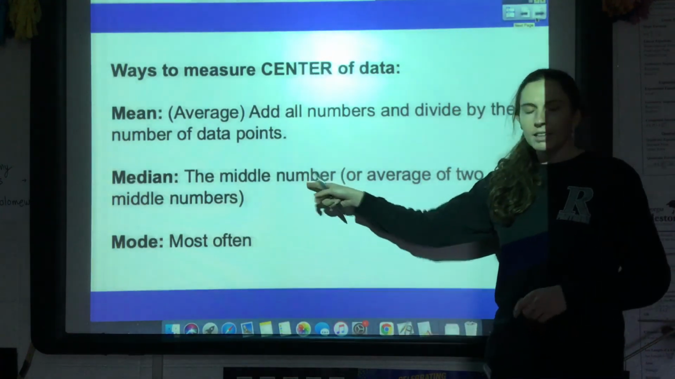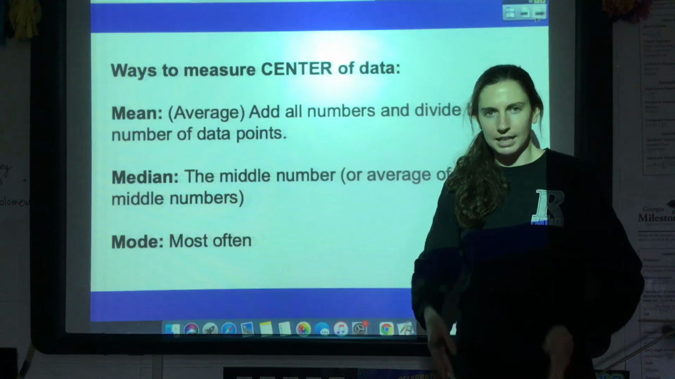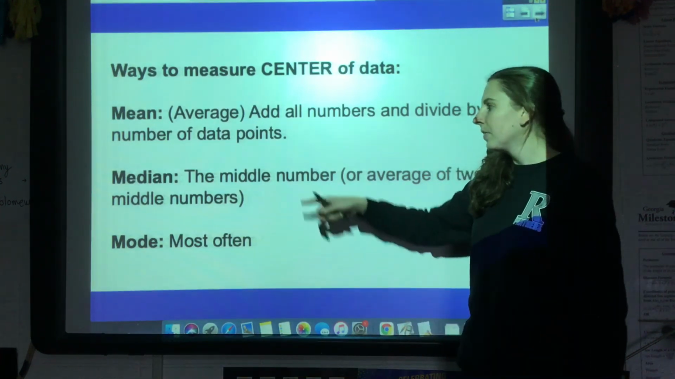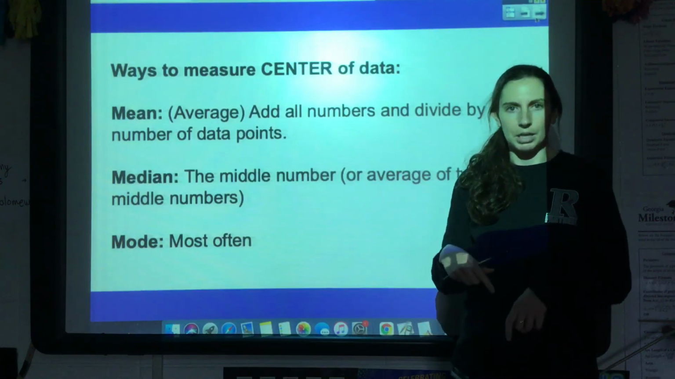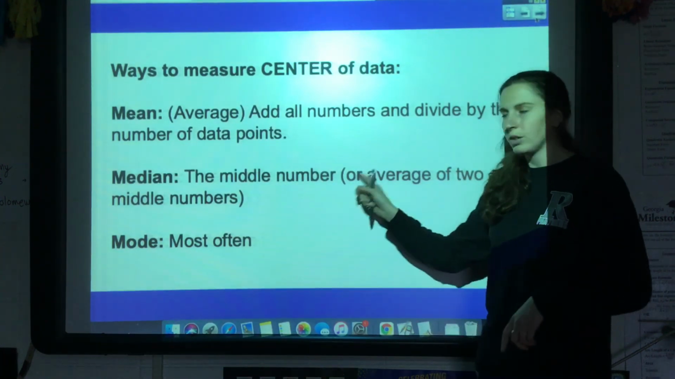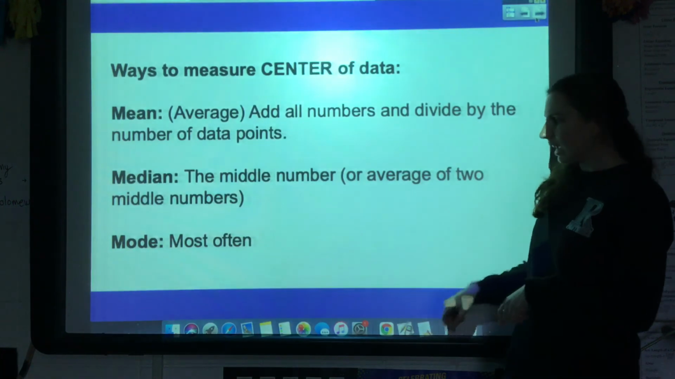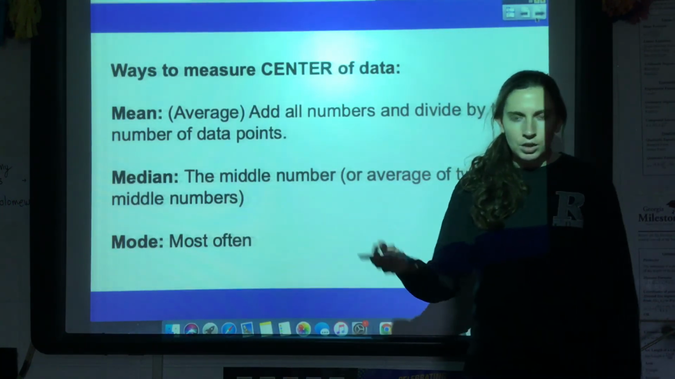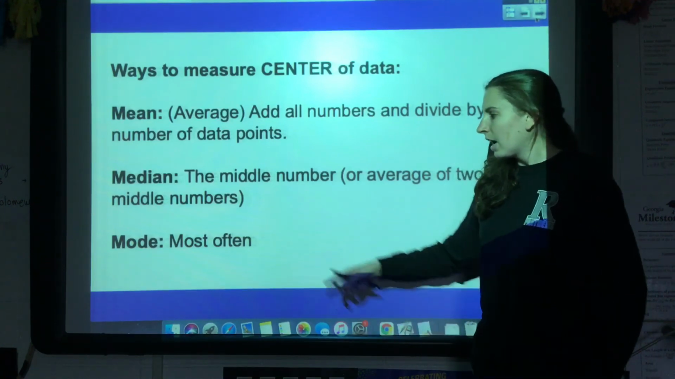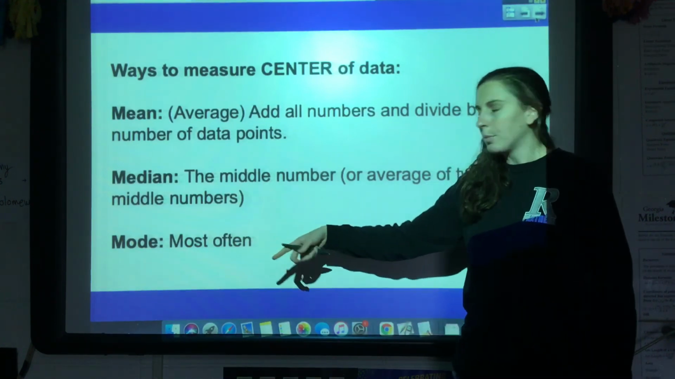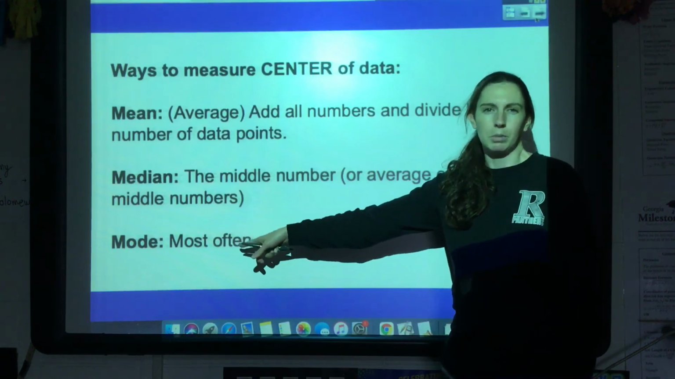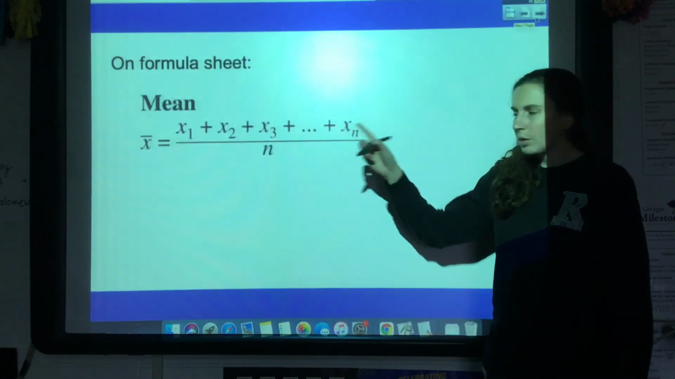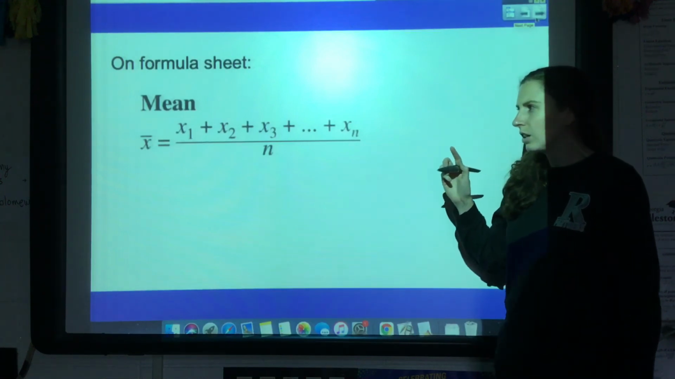The median, just like the median of a road is that strip of grass or whatever that's in the middle of a highway, the median is the middle number. And if there's two numbers in the middle, you average them up. And then the mode is the most often, so whatever number repeats the most. There might not be a mode, and you might have more than one mode.